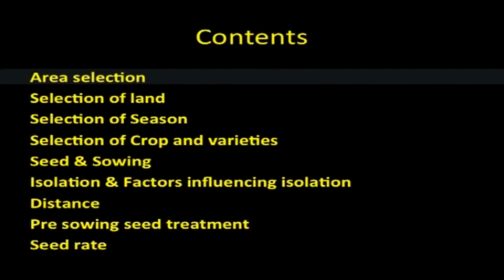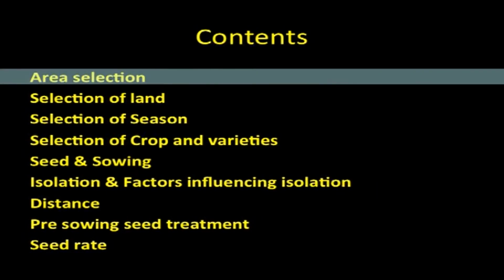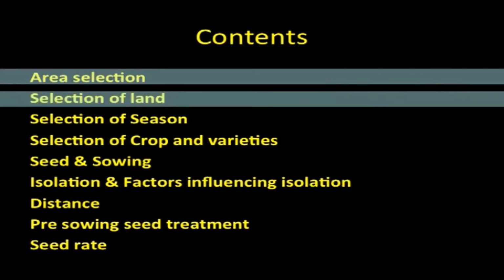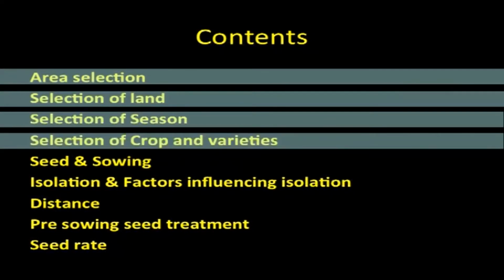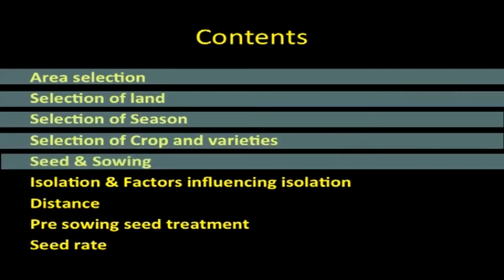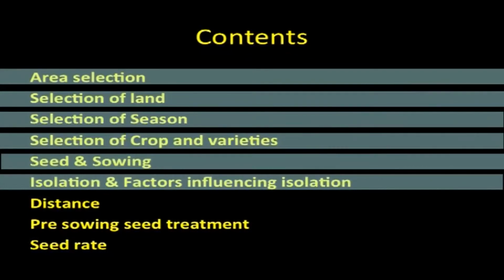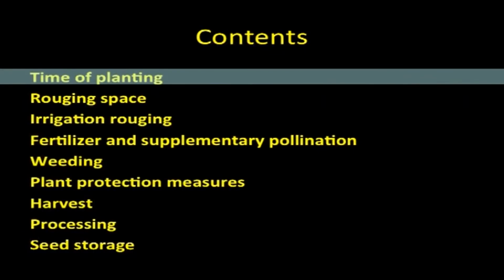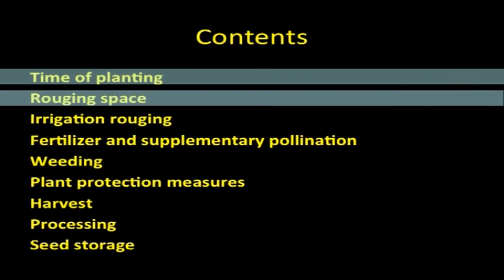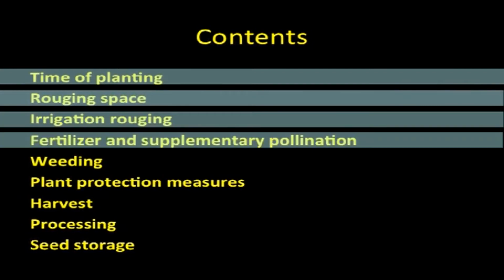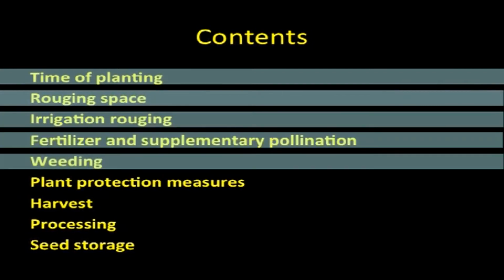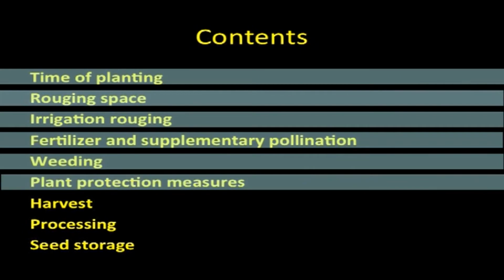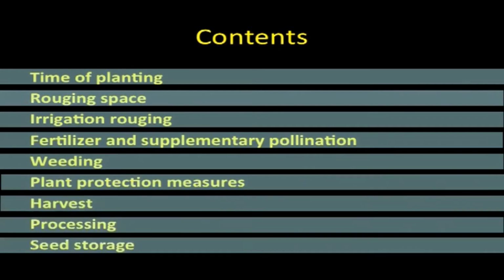In this class, we can see about area selection, selection of land, season, crop, varieties, seeds, sowing, isolation, then factors influencing isolation distance, pre-sowing seed treatment, seed rate, time of planting, roguing, irrigation, fertilizer and supplementary pollination, weeding, plant protection measures, harvest, processing and seed storage. Now we can see one by one.